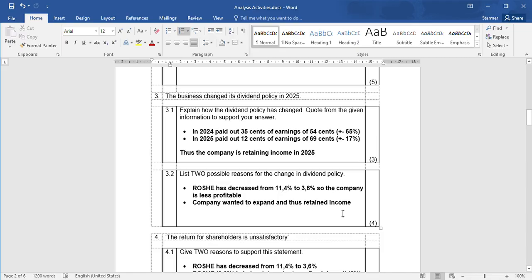As they retain income, shareholders' equity increases. In other words, shareholders' equity, which is share capital plus retained income. If retained income goes up, shareholders' equity goes up. And remember, assets minus liabilities equals shareholders' equity. So if shareholders' equity is increasing, then either assets have increased or liabilities have decreased. And in this case, liabilities haven't decreased, so the business must have purchased more assets.